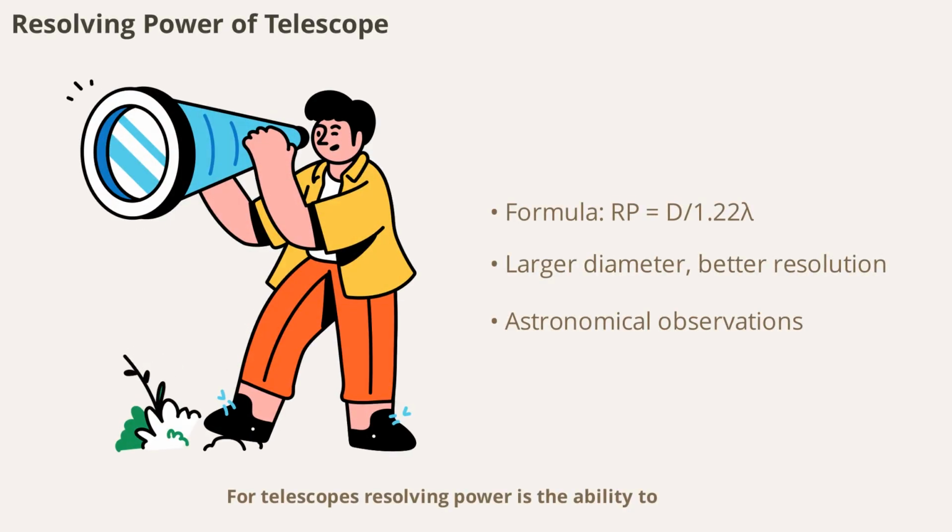Telescopes' resolving power is the ability to distinguish between two distant stars or objects. The expression is Rp equals d/1.22 lambda, where d is the diameter of the objective lens or mirror, and lambda is the wavelength of light. Larger telescopes with bigger objectives can resolve finer details in astronomical observations, helping us explore the universe with greater clarity.